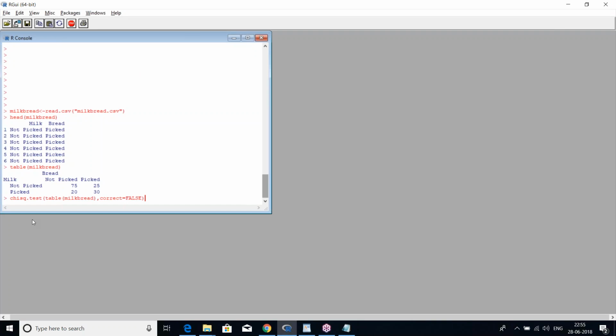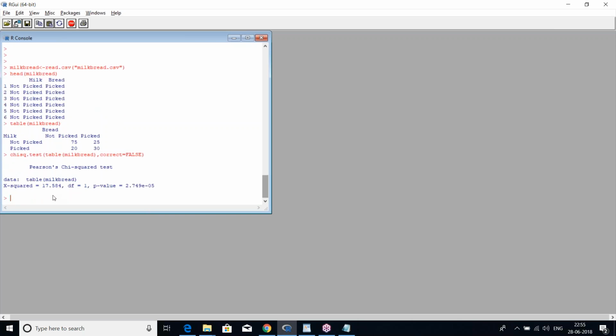chisq.test, that's the command, and then I'm passing the tabular matrix, which is table milk bread, and I will come to this parameter later. Once I run this, I get the chi-square metric, which is 17.584, and this is an important one, the p-value. This is e raised to -5, and that means it's way smaller than a conventional 5% significance level, right?